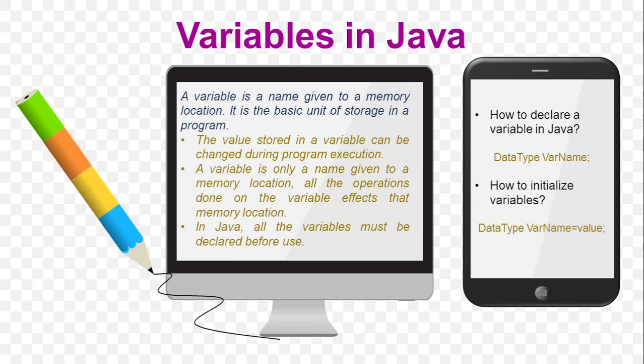Now, this is the basics of a variable, but how to implement it? How to declare a variable in Java? To declare a variable in Java, you are supposed to know about data types. You have to provide the data type name, a space, the name of the variable, provide the semicolon, and it's done. You have declared a particular variable. Now, how to initialize the variable? To initialize the variable, you have to provide the variable name equals value and a semicolon. It's done. Your variable is initialized.